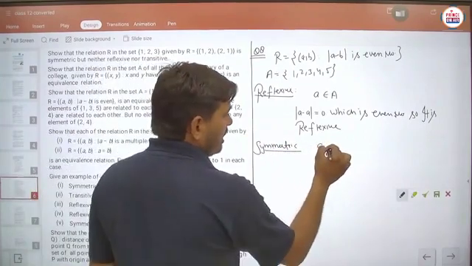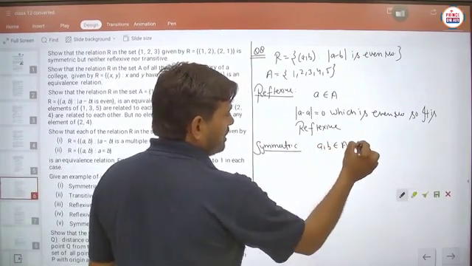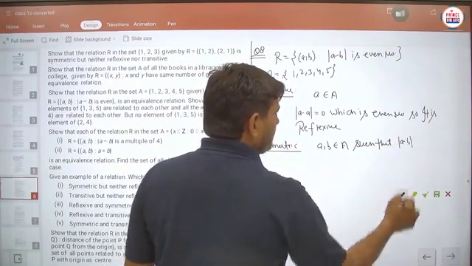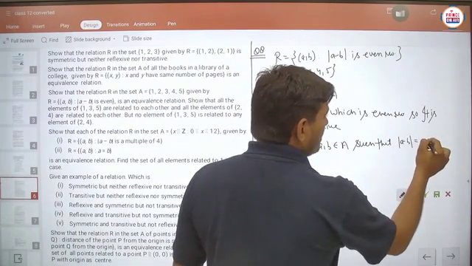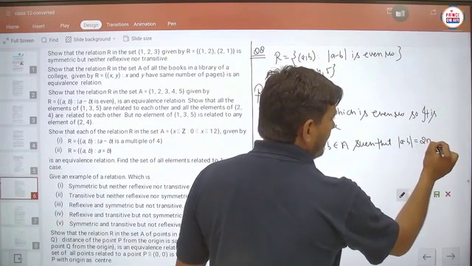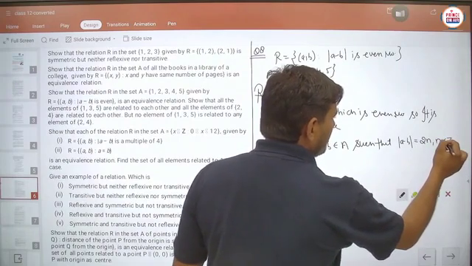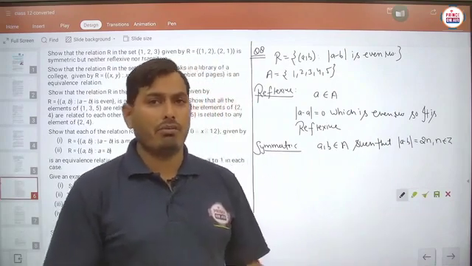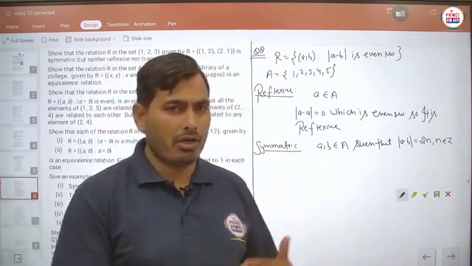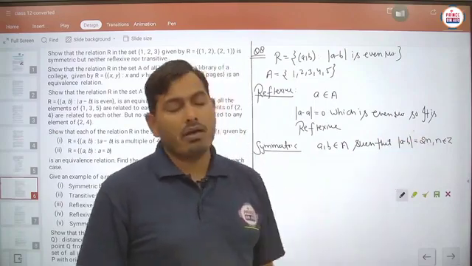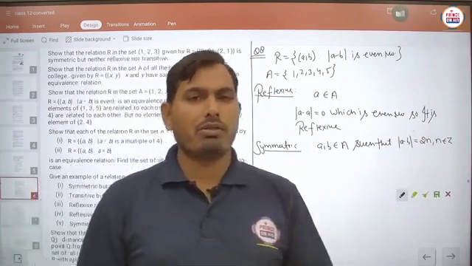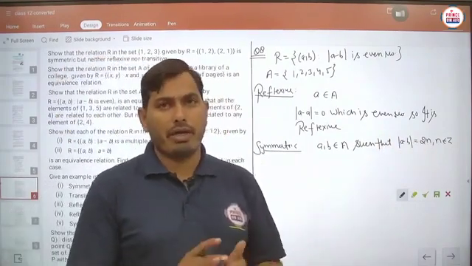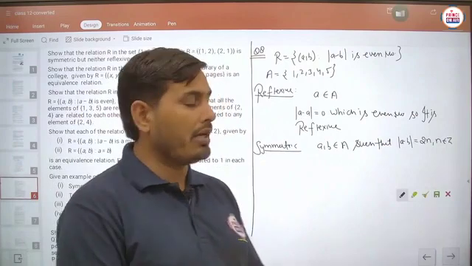We are saying that (a, b) belongs to the set A such that mod of a minus b equals an even number. Even means this is a multiple of 2n, where n belongs to any integer, because mod of a minus b will be an even number, so it is divisible by 2. It can be written as a multiple of 2, so that's why it is written as 2n, and n belongs to any integer.